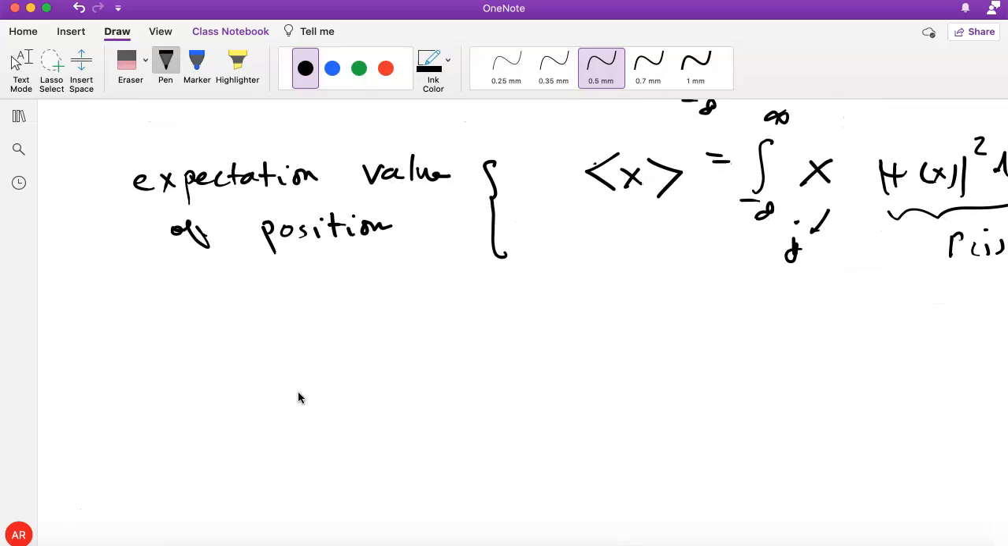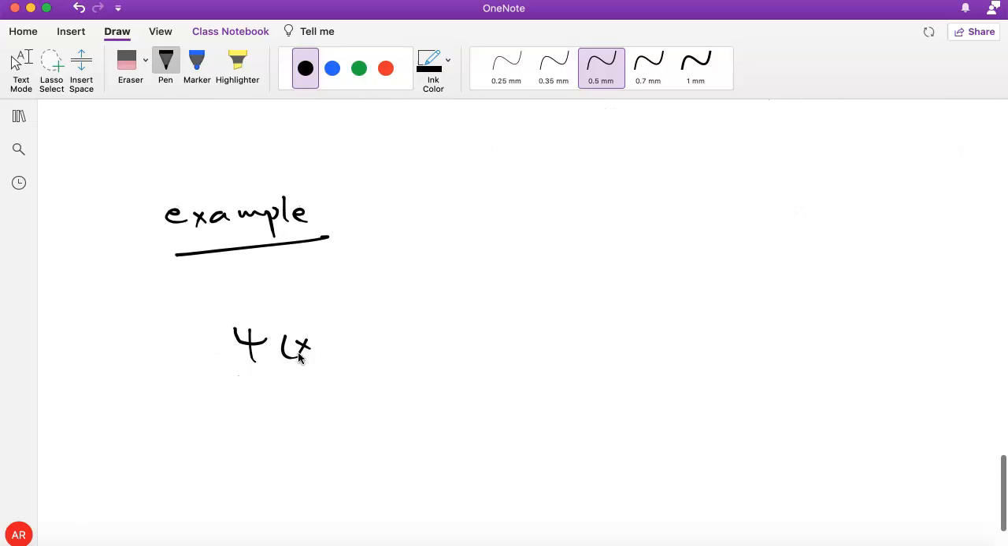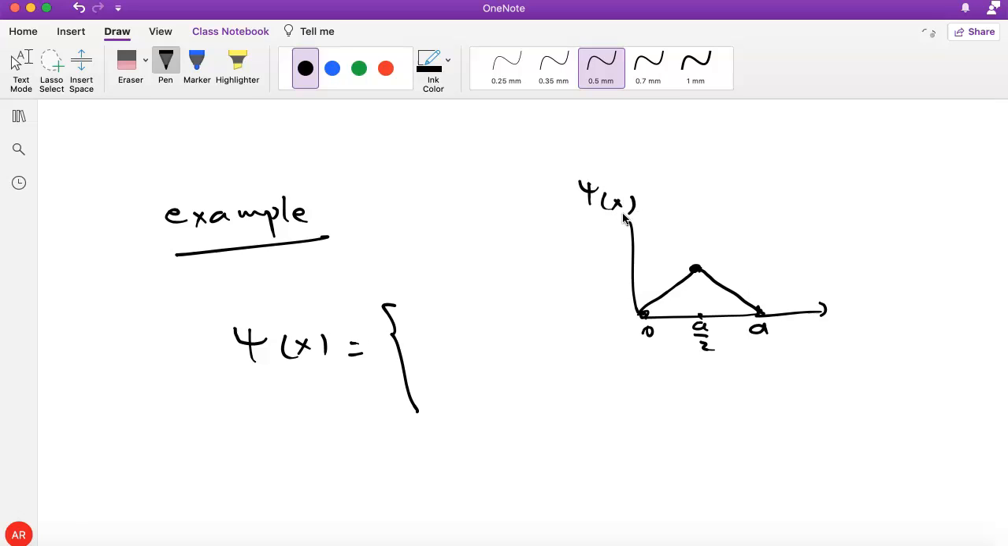So last time I think we did an example where we had a wave function, I believe, that looked like a triangle. Here we had 0, here we had small a, and then it went up to some finite value at a over 2. So that was our psi of x as a function of x, and it was 0 everywhere else. This value we calculated from requiring that the wave function is normalized.